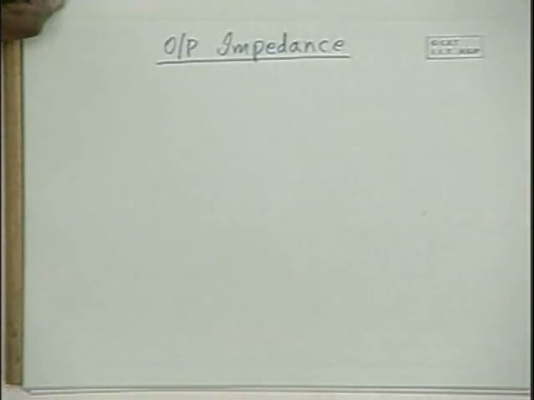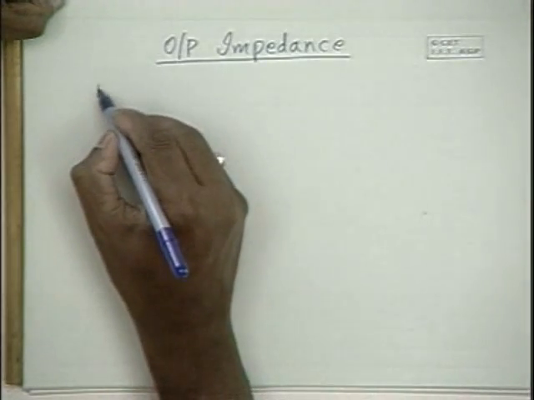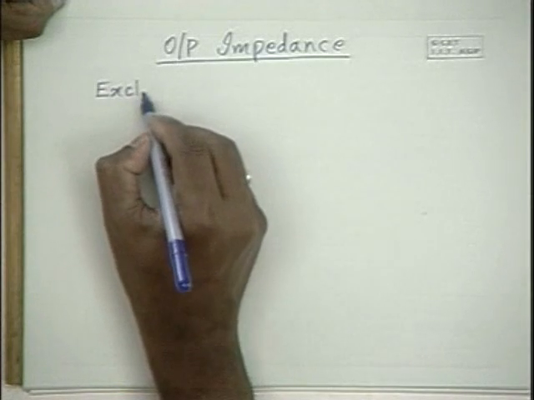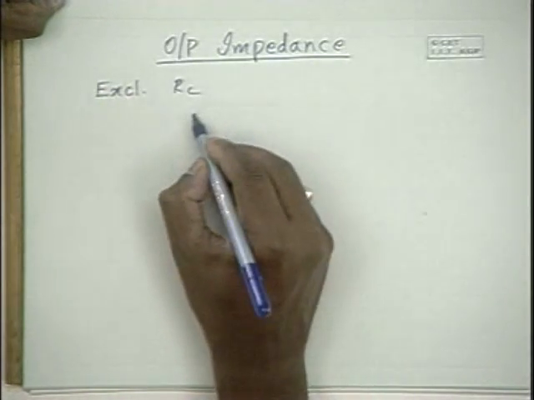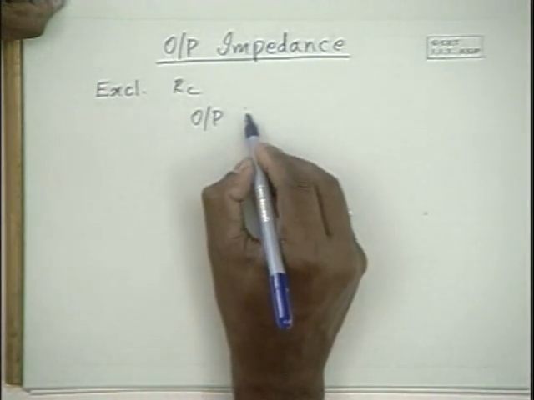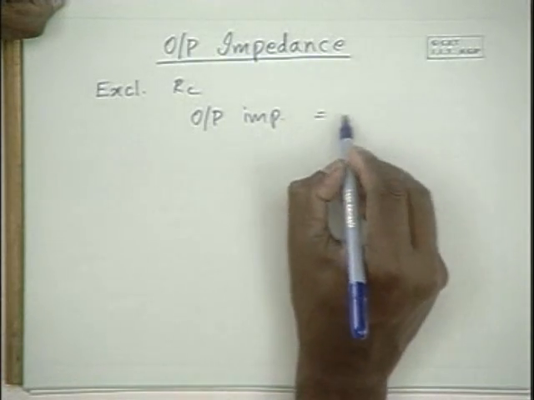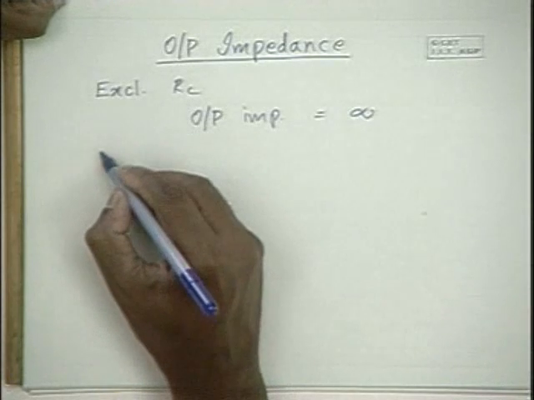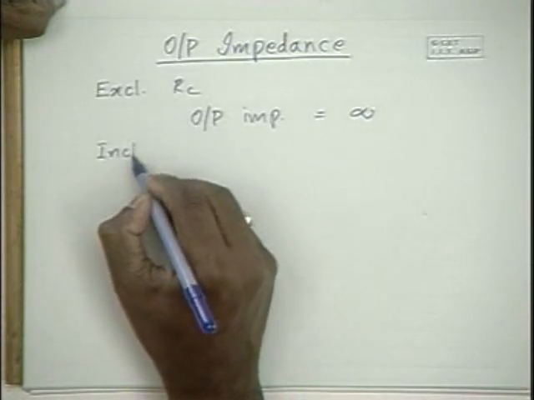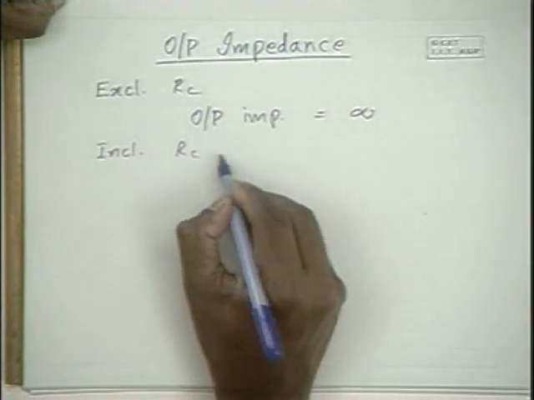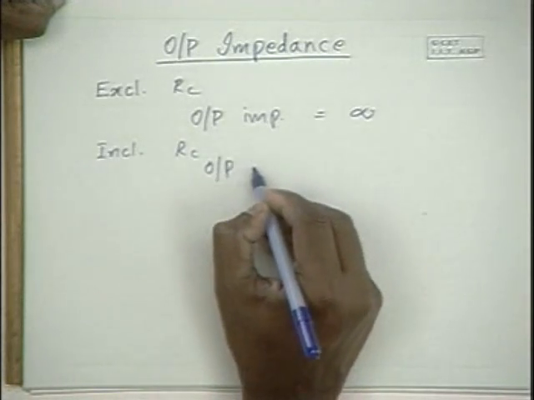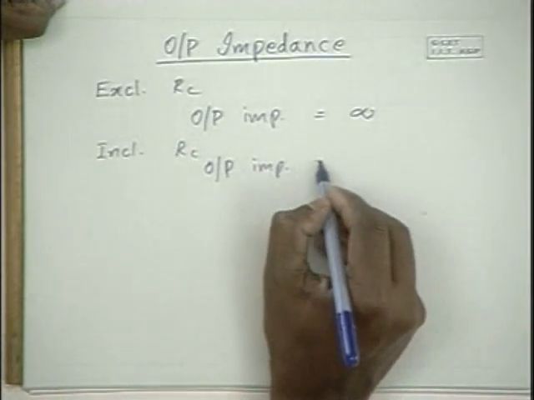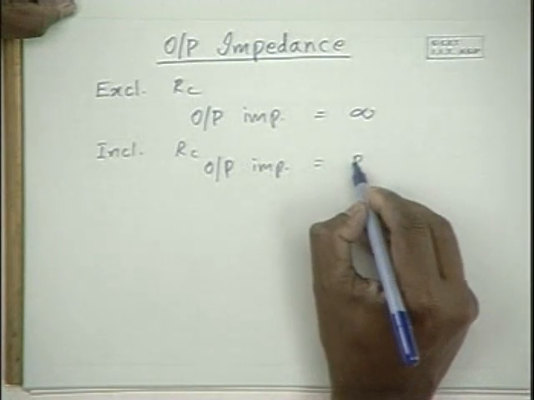output impedance. So excluding RC, output impedance is equal to infinity. And if you include RC, output impedance is equal to RC itself.